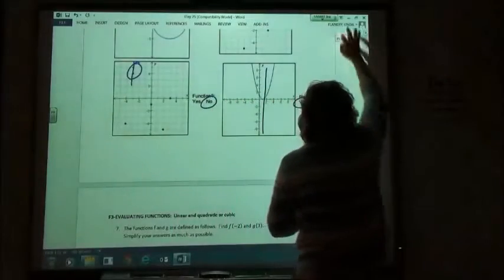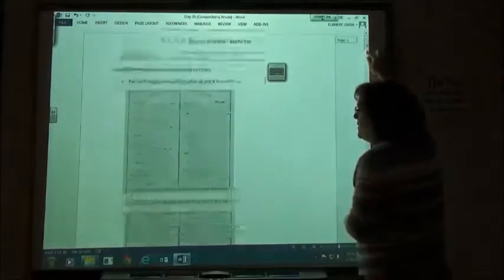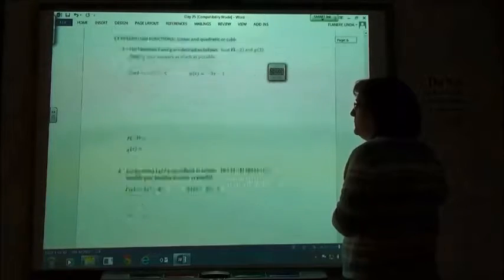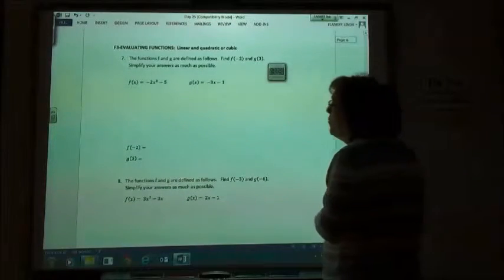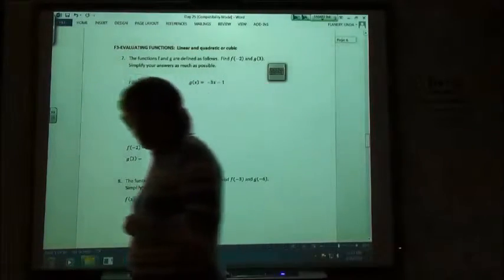So now we're going to get our calculators out, because now we're going to do some evaluating. We are going to evaluate things written in functional notation.